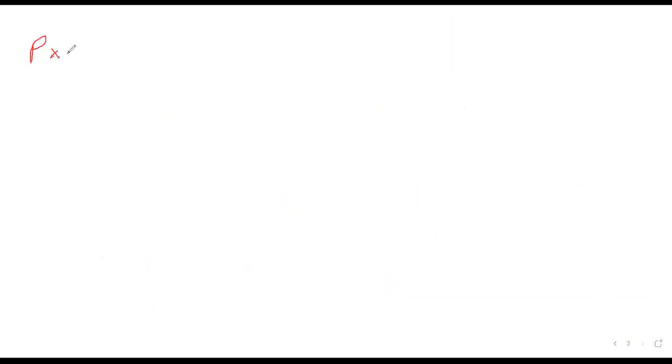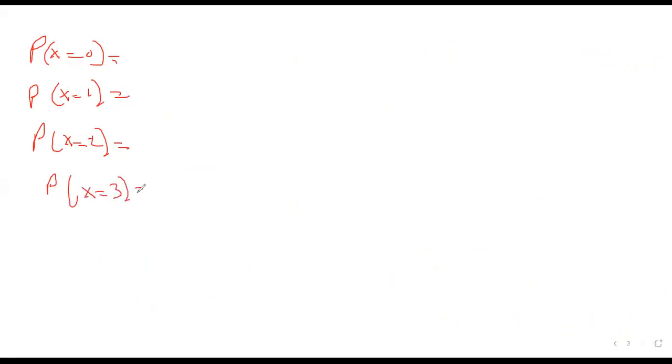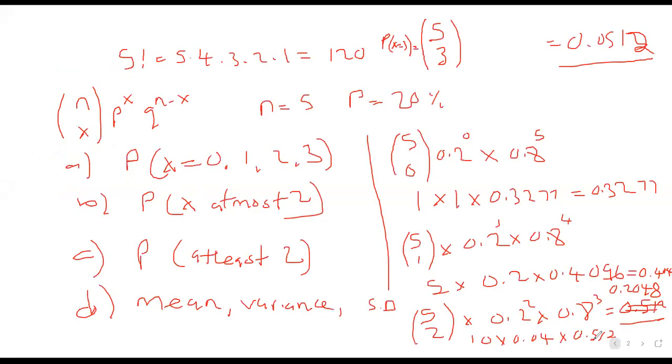So what is the probability x is equal to 0? What did we find? What was the probability x is equal to 1? What was the probability x is equal to 2? And what is the probability x is equal to 3? So for 3 we found 0.0512.